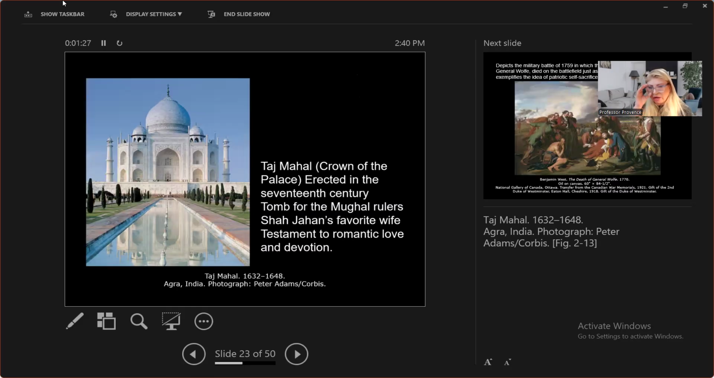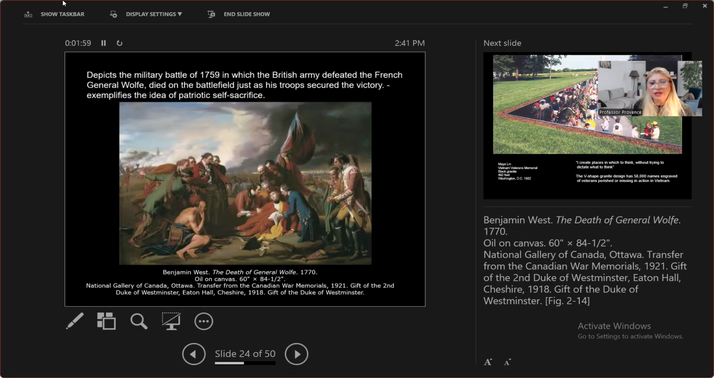So commemoration is more often a public act, and it often celebrates a particular person, event, or a patriotic action. So when we look here at the Taj Mahal, a lot of people are not aware that this was actually a commemorative tomb to Shah Jahan's favorite wife. And people can still go there today and visit this incredible symmetrical building, known as the crown of the palace, the Taj Mahal.